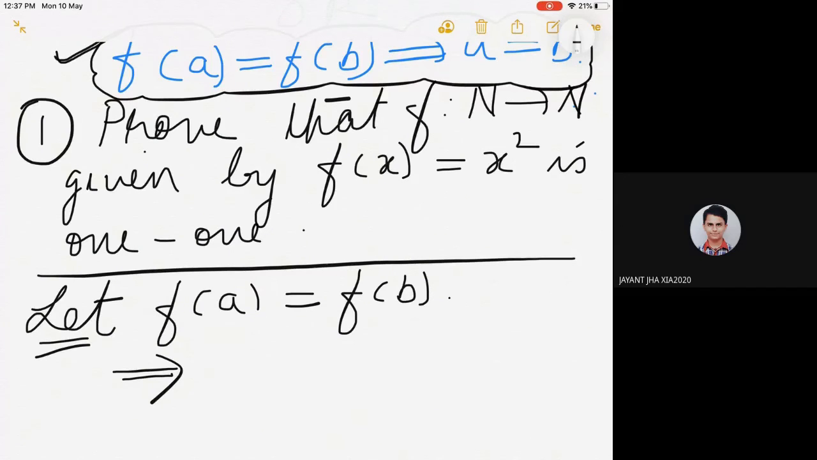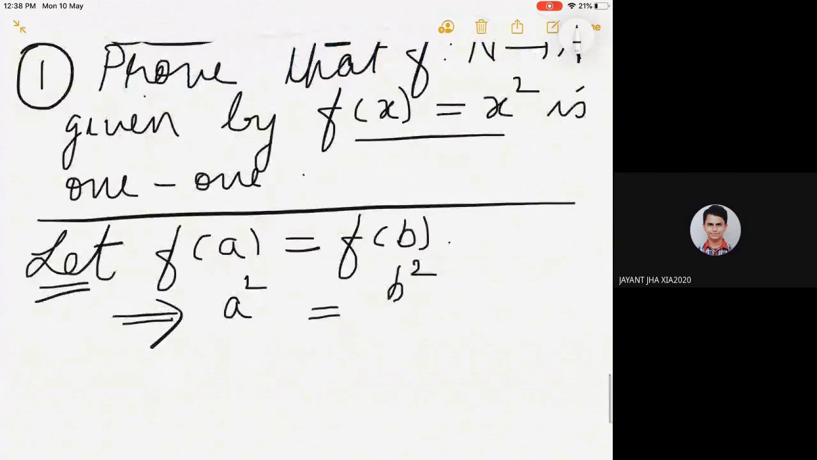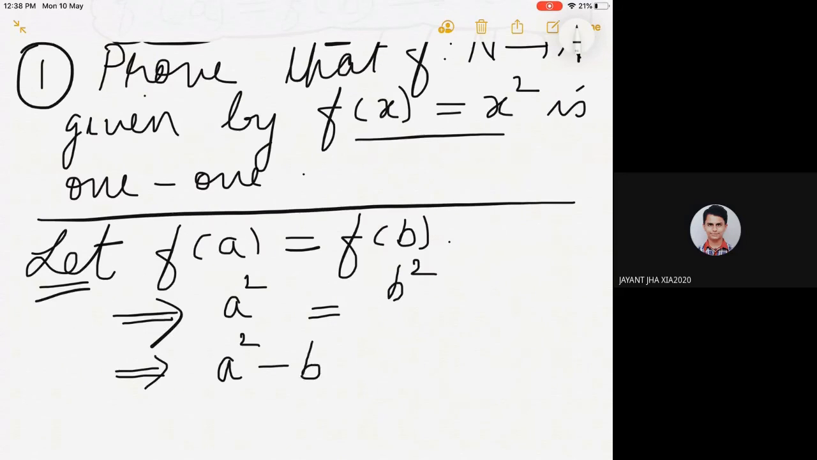Now how to proceed is, go to the question. It is given that f of x equal to x square. So f of a is a square, equal to f of b, which is b square. Okay. Now, how to say that a equal to b? Can you always say a equal to b when a square equal to b square? You have to move algebraically. So, what you do is, you bring the right side term to the left side. So, it becomes a square minus b square equal to 0.